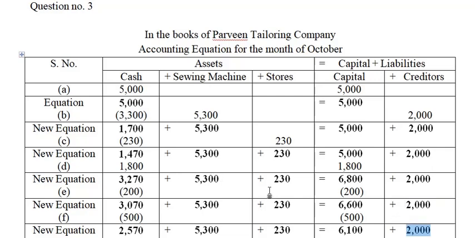Now I hope you can observe very clearly that both sides are being affected. If assets are being affected here, capital and liabilities are also being affected. So in each and every new equation, if you add these items together, they will always be equal to each other. Now we have to move on to point number G.